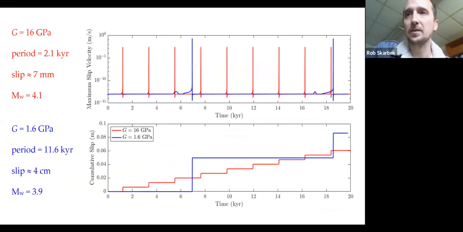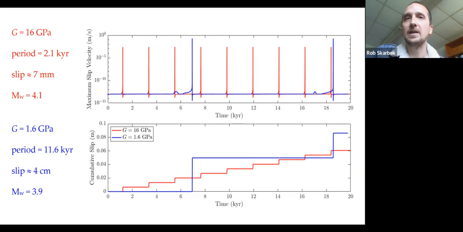So here are just two plots comparing the 2 simulations. The upper panel shows the maximum slip velocity on the fault through time. And so each spike in this plot is a moonquake. And so you can see when the shear modulus is lower, the blue line, there are less events, but the slip speeds are almost 2 orders of magnitude faster. So they are kind of, in a way, larger events.